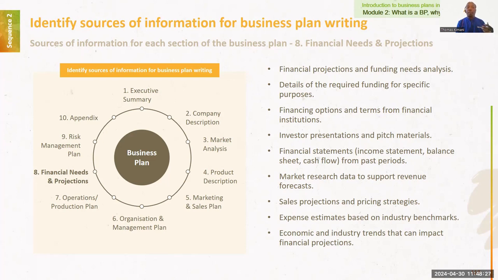Again, economic and industrial trends. We talked about currency fluctuation. We have industrial trends that can impact financial projections. So study this. How is our shilling doing? How is our kwacha doing? How is our dollar doing? Let's study this so that we can put this when we're doing our financial projections. When we resume, I'll talk about risk management and then we can start wrapping up.